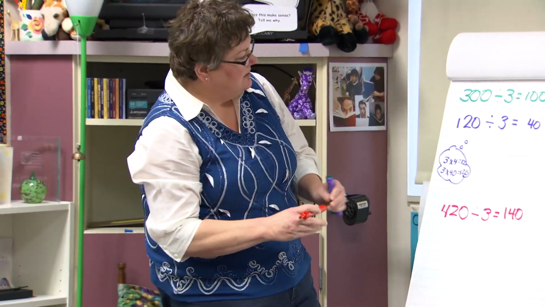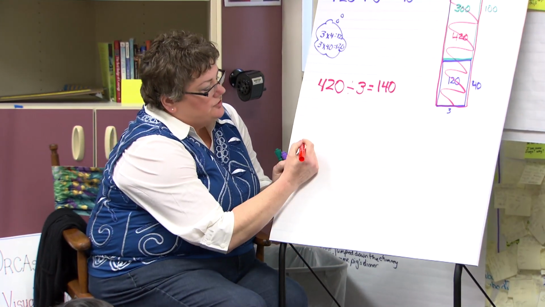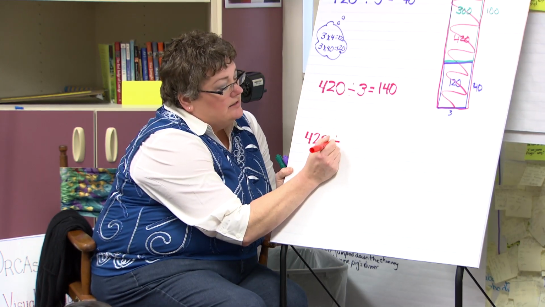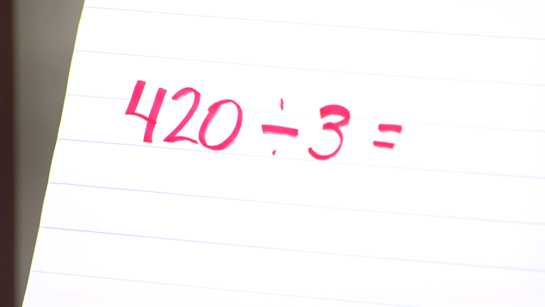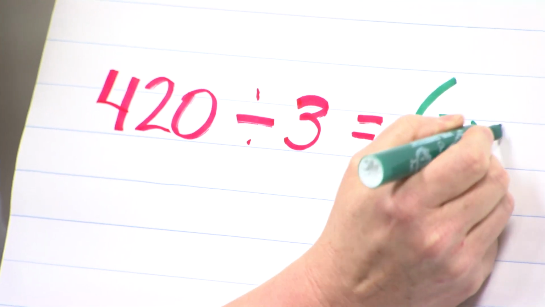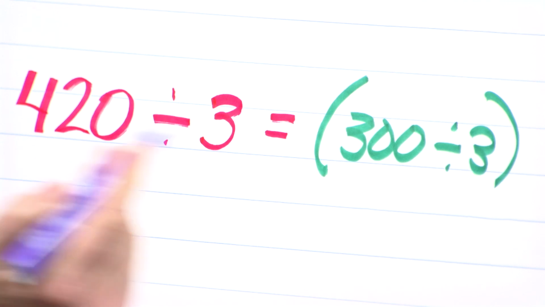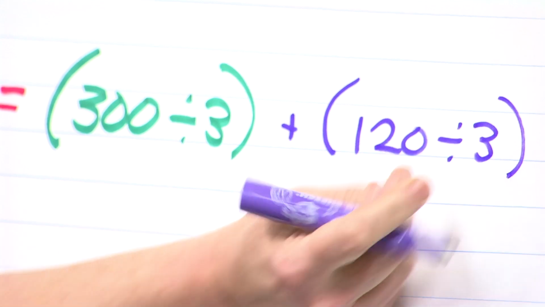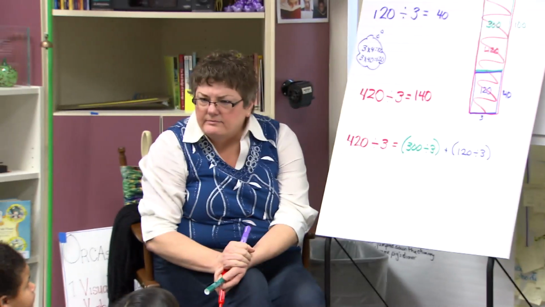But I'm going to write this differently, okay? So 420 objects divided into 3 groups is the same as, I'm going to do this in my colors, 300 objects divided into 3 groups plus 120 objects divided into 3 groups. True? False? True. Did I forget something?